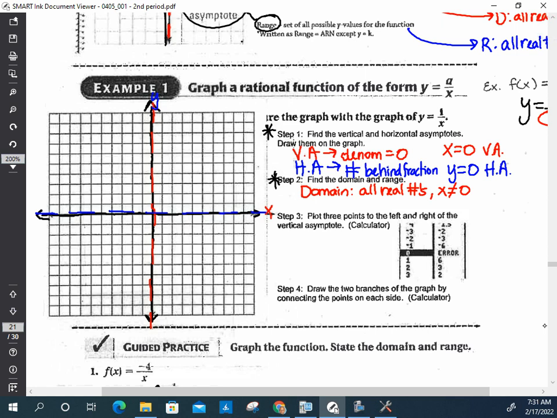The range is based off of the horizontal asymptote. So all real numbers, y cannot equal 0. So your vertical asymptote does your domain. Your horizontal asymptote does your range. So they link with one another.